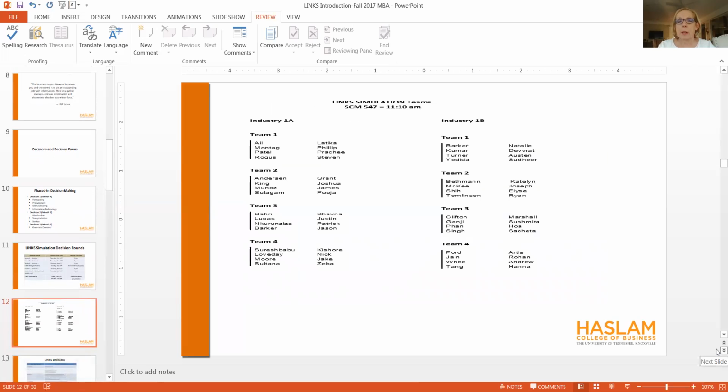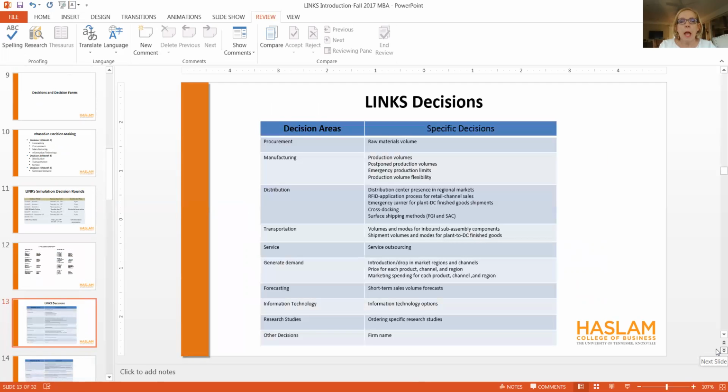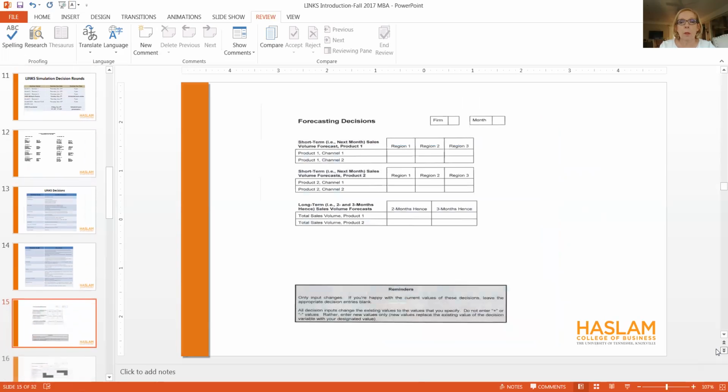These are the teams. This is also posted on Canvas, and I'll move through this one fairly quickly. If you have any question about that team composition, please let me know. We have a lot of decisions to be made, which is why we try to set up our teams in terms of 4 people per team. There's a lot of information and there's a lot of work to be done, and we certainly want to make sure that you have the people and the ability to make those in a timely manner.